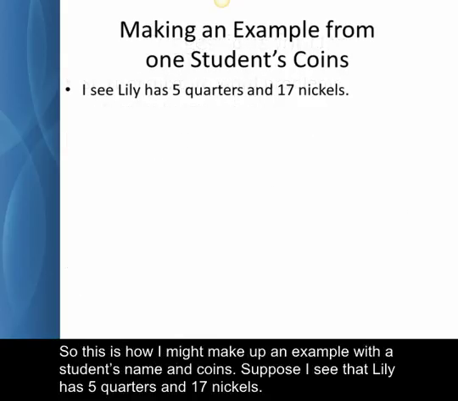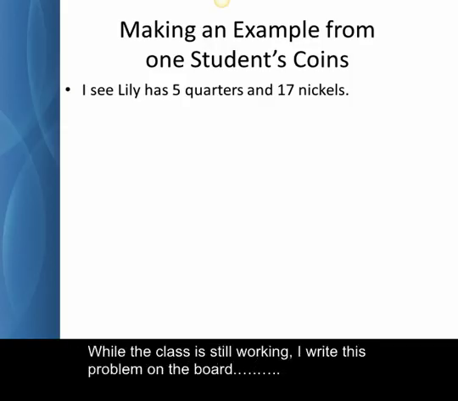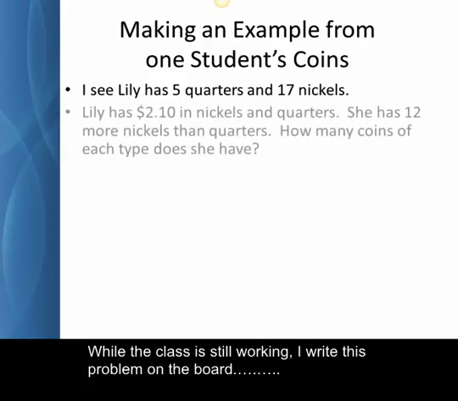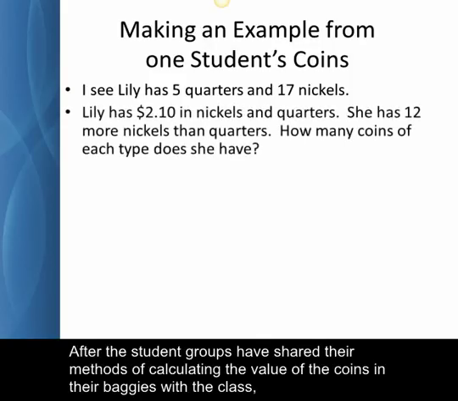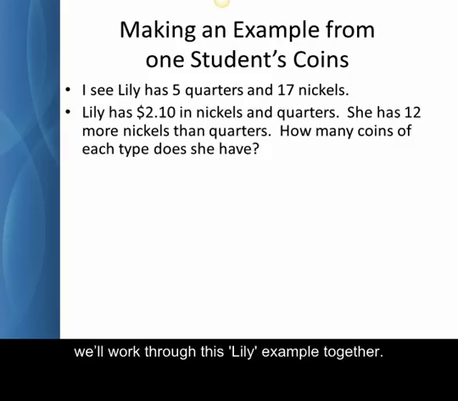So this is how I might make up an example with a student's name and coins. Suppose I see that Lily has 5 quarters and 17 nickels. While the class is still working, I write this problem on the board. After the student groups have shared their methods of calculating the value of their coins with the class, we'll work through this Lily example together.